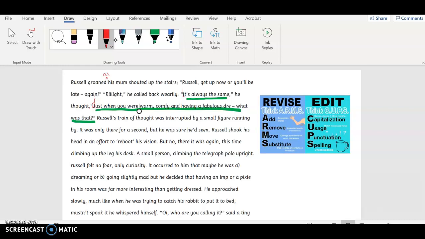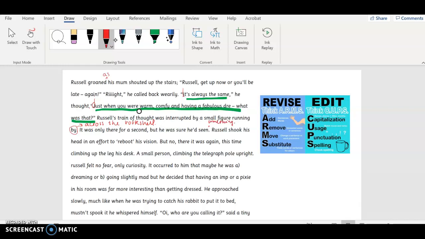Now, I might add more detail here. Rather than running by, I might add extra information. Running across the bookshelf. It was only there for a second, but he was sure he'd seen something. So you can see here I've missed some words, but I'm also adding detail.